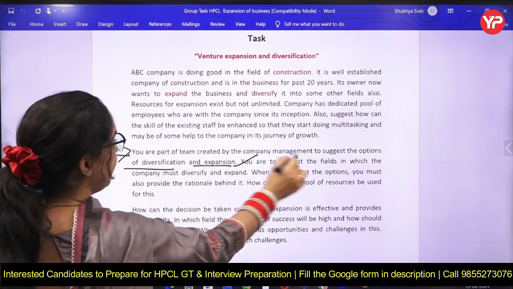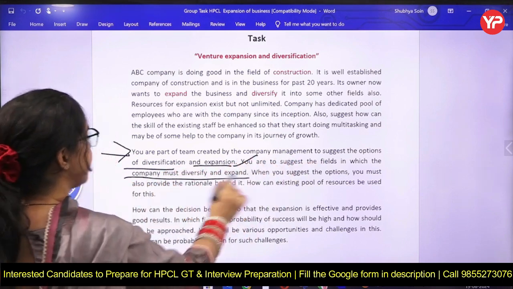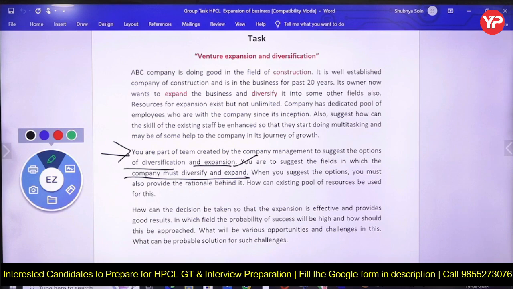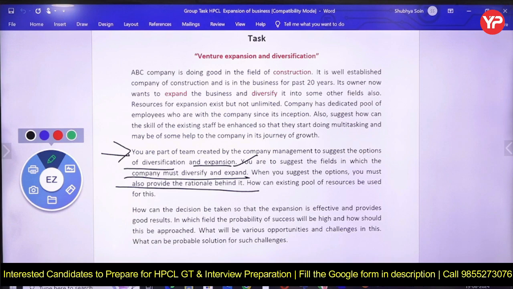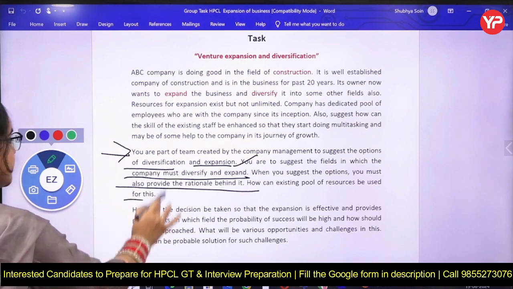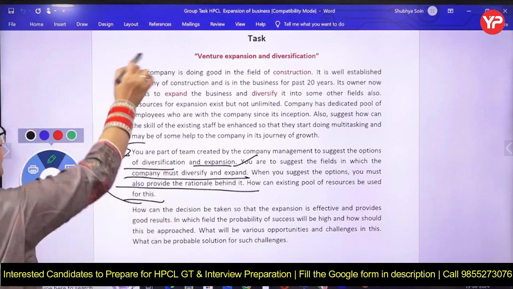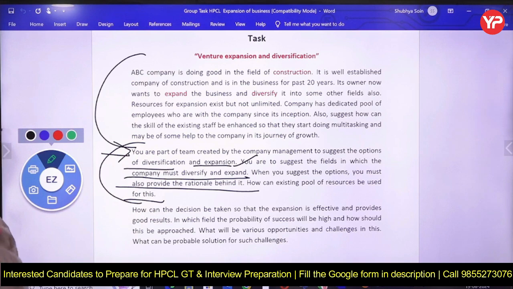You are to suggest the fields in which the company must diversify and expand. And when you suggest the options, you must also provide the rationale, the reason behind it. How can the existing pool of resources be used for this? So this is something that is very important. It was a generic one, where a company wants to grow in its field. And now you, as a member of the team, have to suggest certain things.